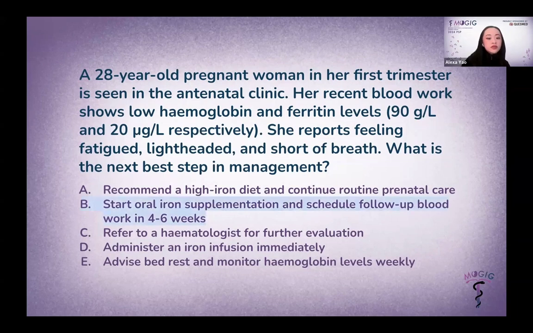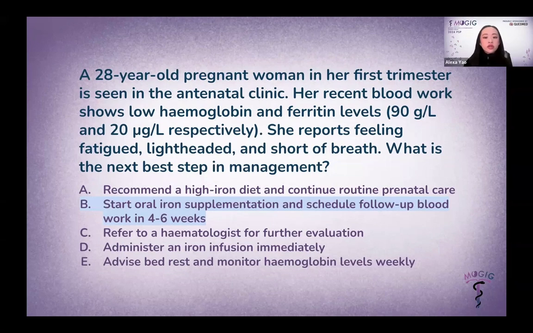Okay, and the answer is B. Start oral iron supplementation and schedule follow-up blood work in 4 to 6 weeks. So recommending a high iron diet and continuing routine prenatal care would be inappropriate because even though a high iron diet would be beneficial, this alone would be insufficient for treating iron deficiency anemia. And so with the current hemoglobin and ferritin levels that we're looking at, iron supplementation really should be commenced.